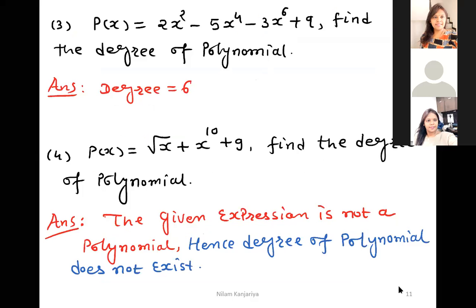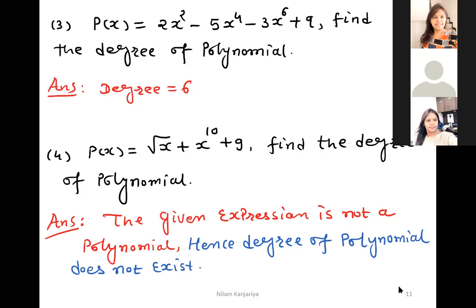So students, is it clear? First of all, you focus whether the given term is a polynomial, then you are able to find the degree. If the given expression is not a polynomial, then the question of degree does not arise. So students, don't rush, just focus on the question. If it satisfies the condition, then you go to the second step, otherwise not.